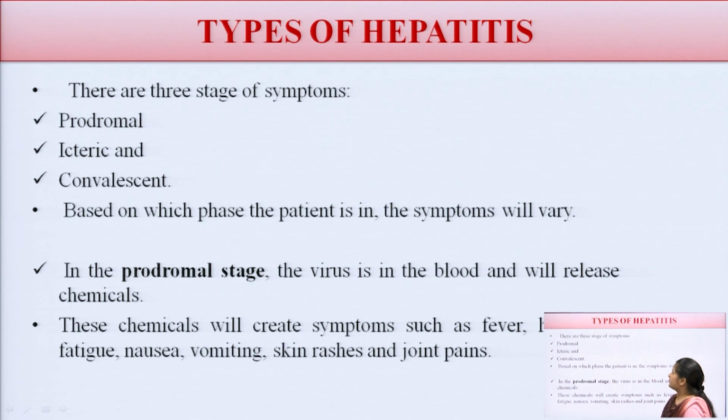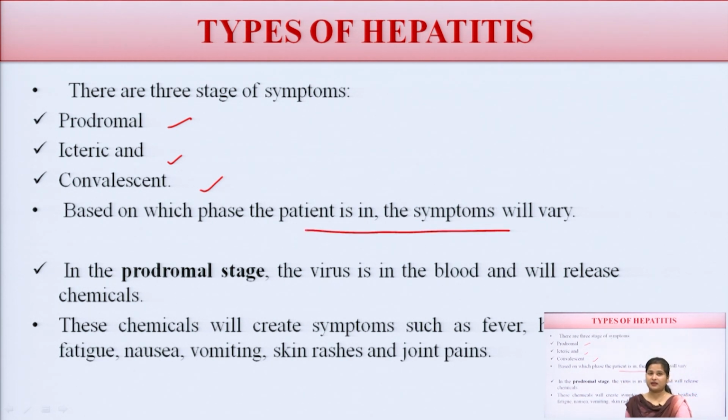Now, if we talk about the types of hepatitis, there are 3 stages of symptoms: prodromal, icteric and convalescent. It is based on the phase the patient is in.